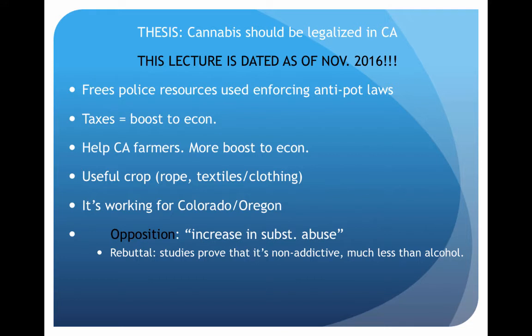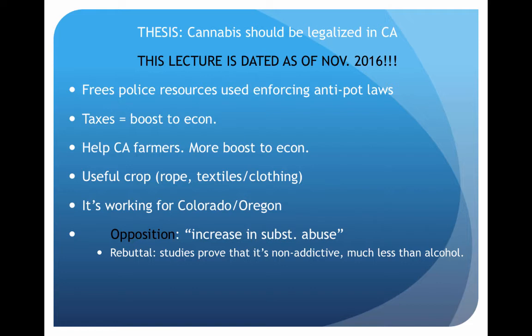But the thesis of the argument would be cannabis should be legalized in California. We all know that already happened. But these were some of the arguments. So each of these bullet points might be a paragraph, right? And they're each supporting points. Frees up police resources used enforcing anti-pot laws, the taxes on cannabis, boost to the California economy, help to California farmers, more boost to the economy, and of course in each one of these you would want to provide evidence, some statistics from a reliable source, right?